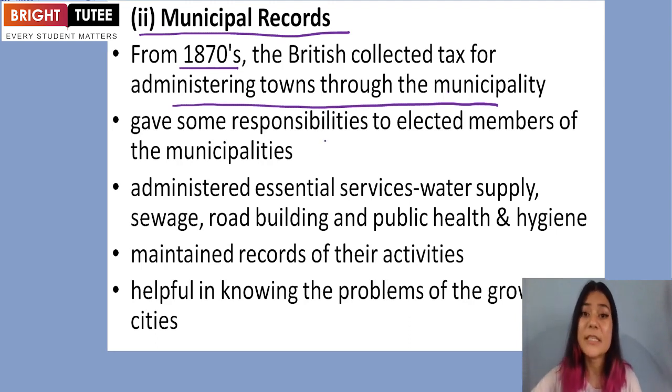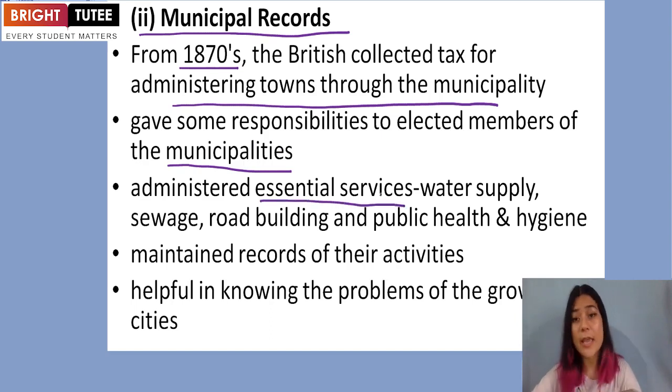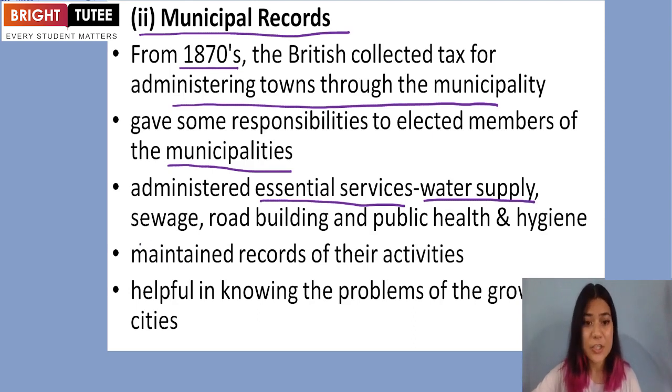The British government gave some responsibilities to the elected members of the municipalities. These municipalities had duties that were given to them by the British government. They provided essential services in the areas under their control. So what were the services? They supplied water, they maintained hygiene, they took care of the sewage, they built roads, and they maintained public health and hygiene.